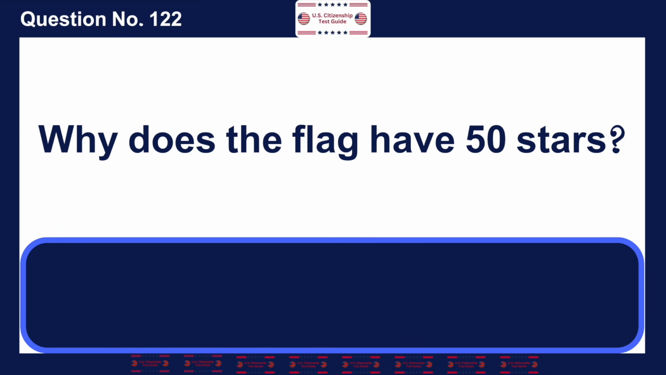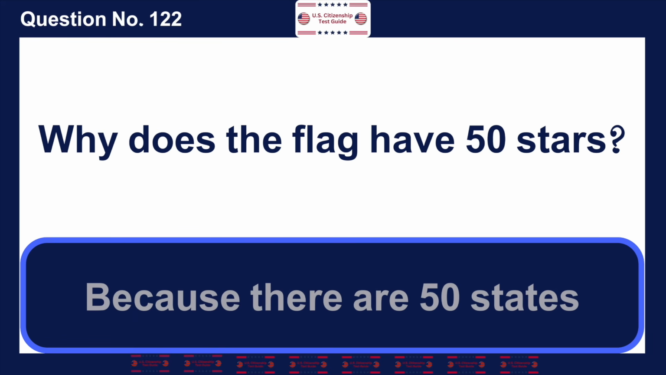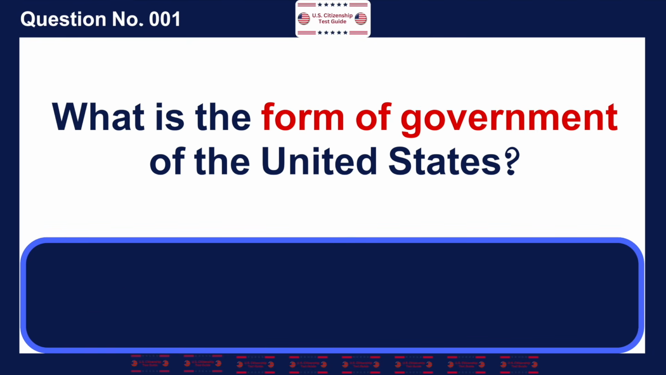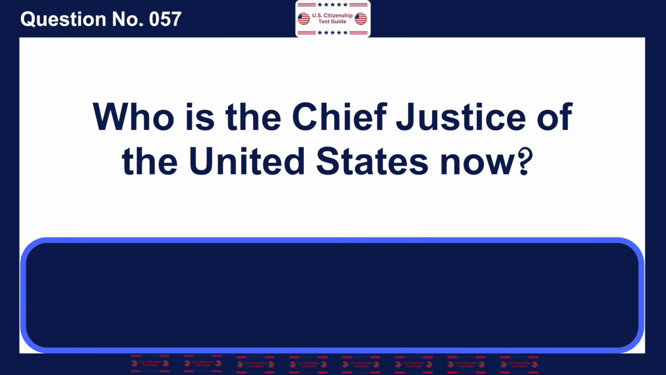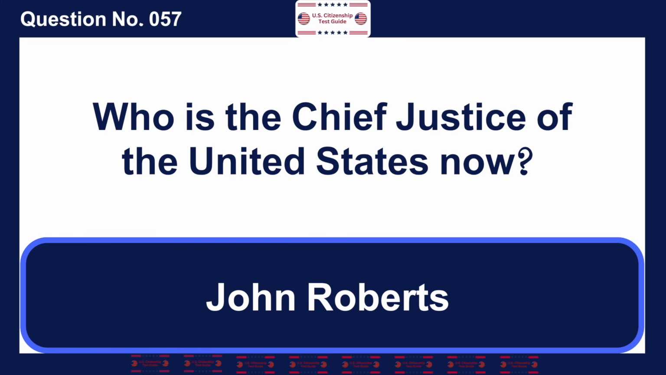Why does the flag have 50 stars? Because there are 50 states. What is the form of government of the United States? Republic. Who is the Chief Justice of the United States now? John Roberts.